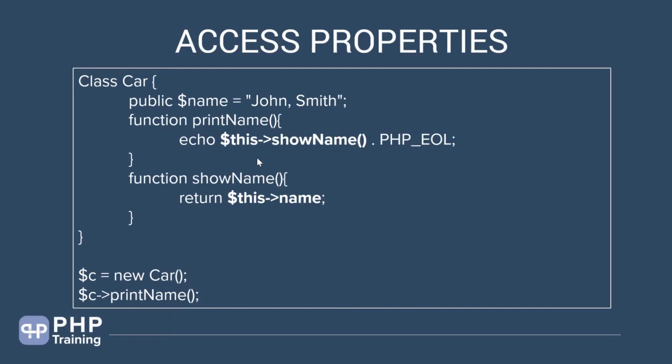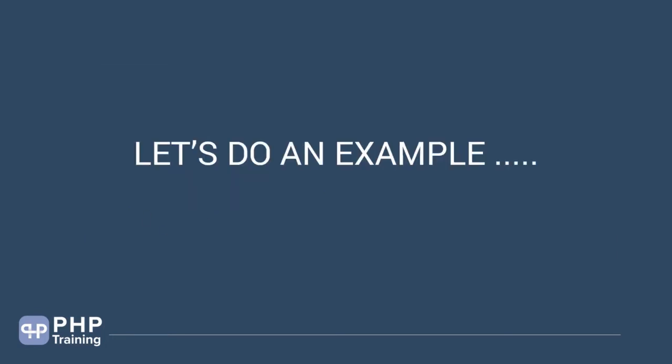So understand that $this is automatically available, using which you can access properties and methods of that class inside the class. You cannot access $this outside the class, you have to access it inside the class itself. Let's do an example and understand how we work with the $this keyword.